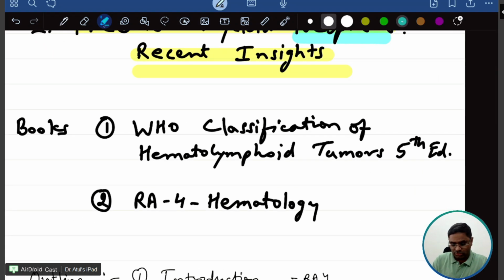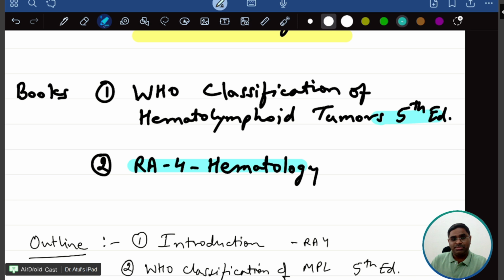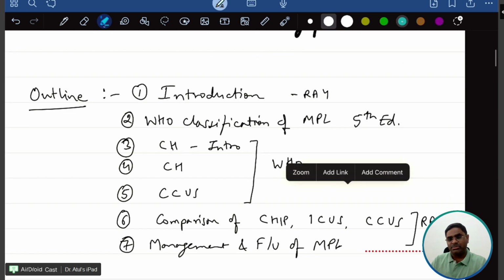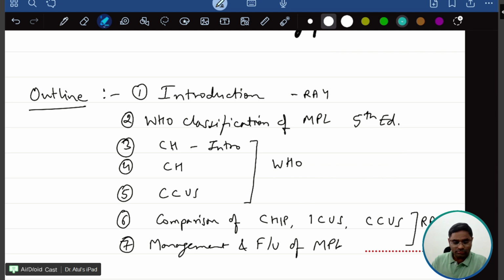One is RA4 Hematology and another one is WHO Classification of Hematolymphoid Tumors, 5th edition. Since this chapter is best described in WHO, I have incorporated some extra points from WHO also. So my outline would be an introduction which will be predominantly from RA4. Then I will briefly discuss the WHO classification of myeloid precursor lesions.